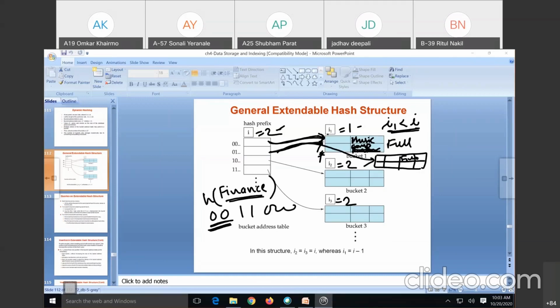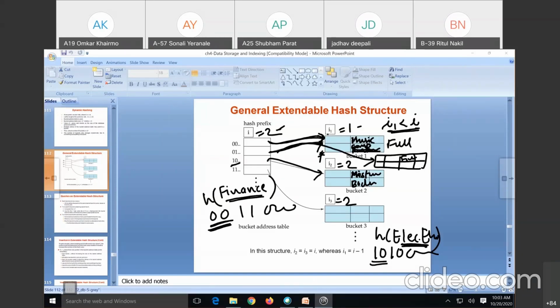Suppose here there is a record with history and another with biology, and I am trying to insert a record with electrical engineering. The hash gives me 101010 something. So i is equal to 2, so the first two bits are considered. Follow the pointer 10, the first two bits. Is there space in the bucket? No, there is no space. What do I need to do? I need to insert this record with electrical engineering into another bucket.